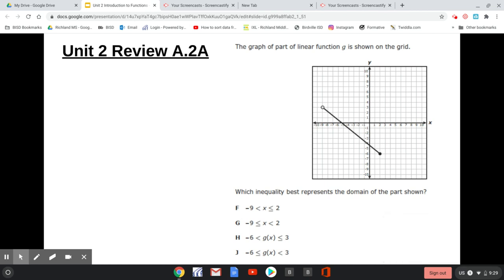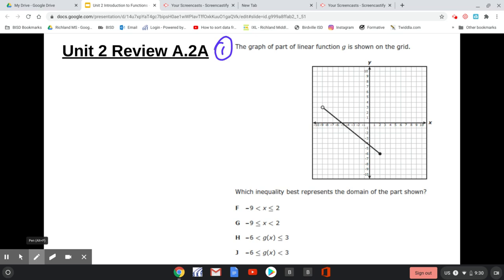This is the Unit 2 Algebra review. If you can do these problems, you're going to be very successful on your test tomorrow. Here we go. I'm going to number these. This is number 1.